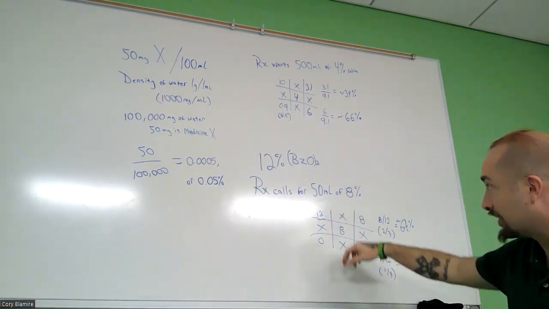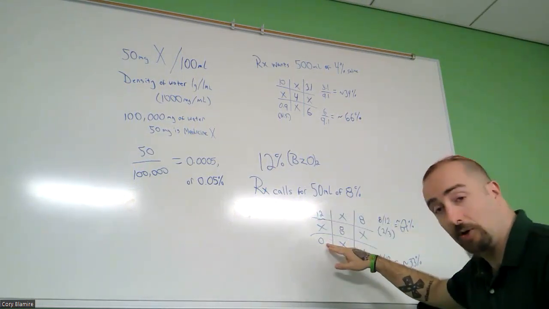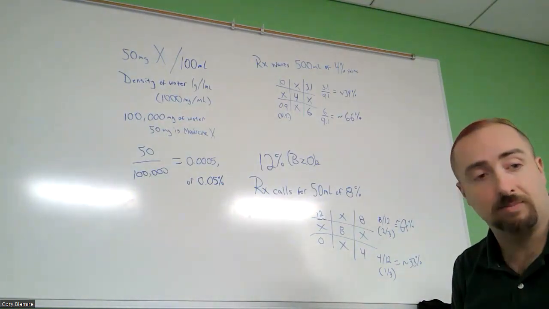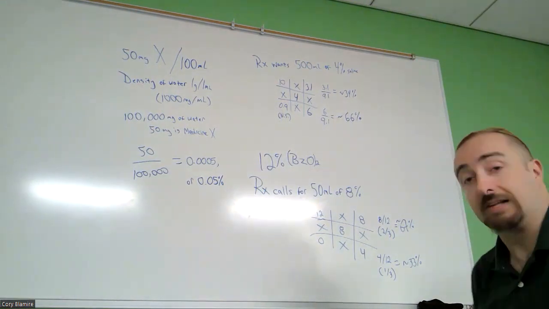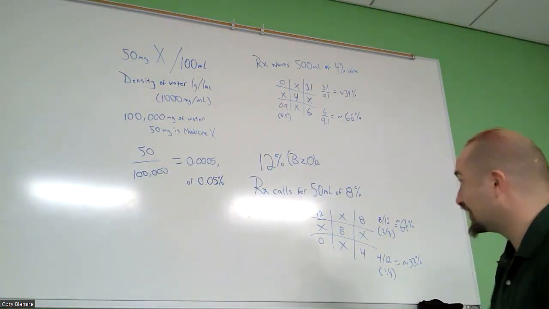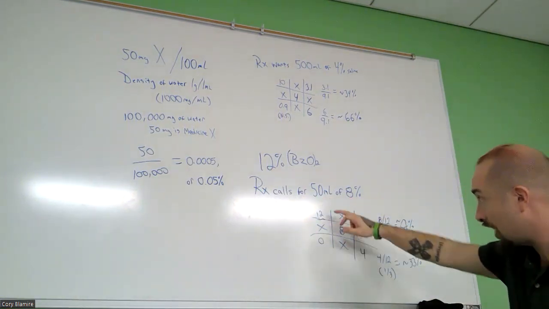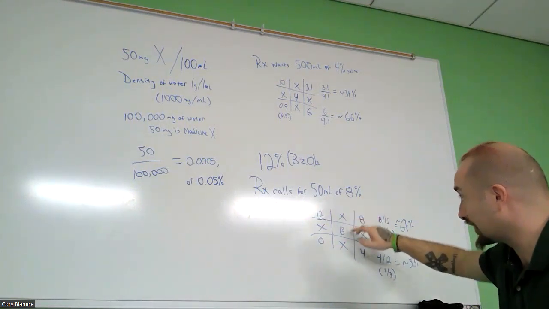All right, so you're going to set up your alligation grid, X out, north, south, west, and east. You're going to put 12 in the appropriate spot for higher strength, 0 in the spot for your base. Remember, that can be a water, it can be like a petrolatum, whatever it happens to be that you are diluting your medication with. We're diluting this 12% down to 8%. We want 50 ml. 12 is the higher strength, 0 is the lower strength, and 8 is the target strength.